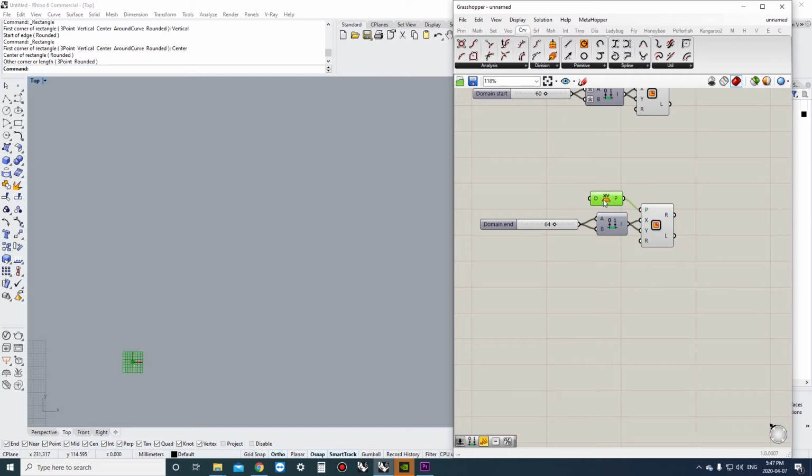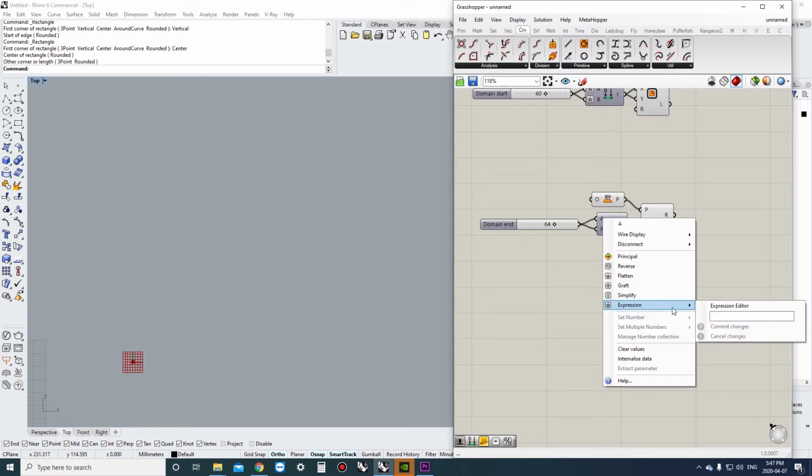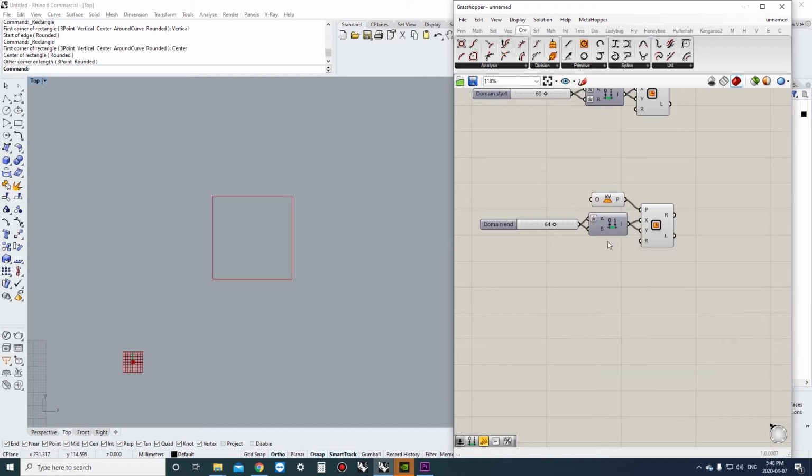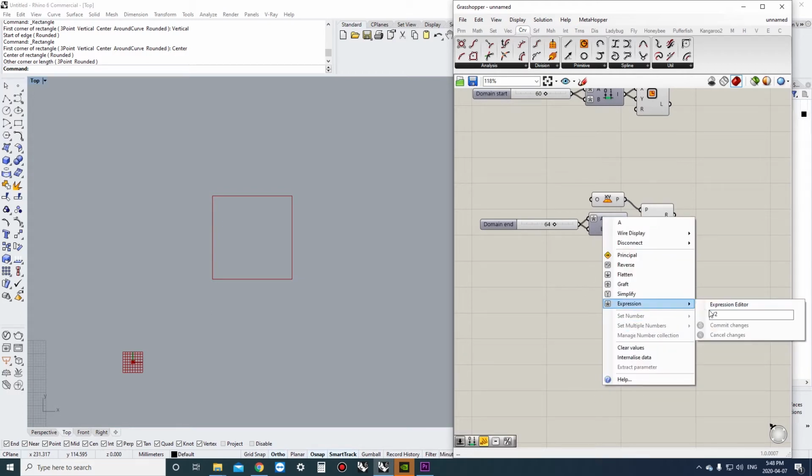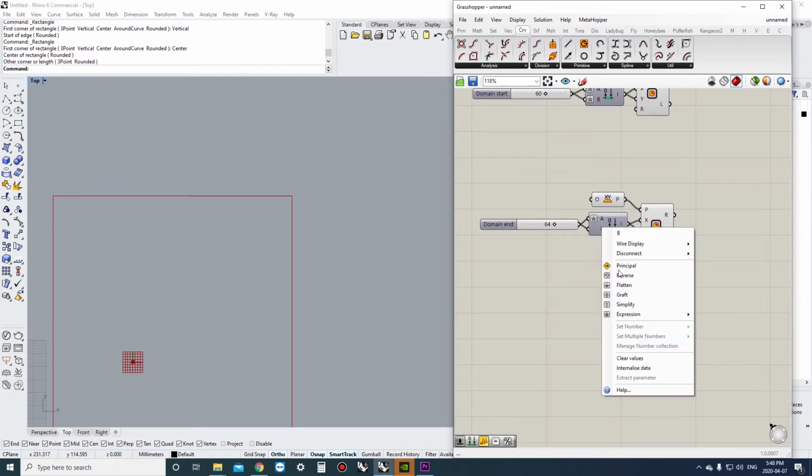Doesn't work yet. Hold on. Let's add an expression: X divided by 2. And the expression for the end of the domain, let's make this negative X. The start of the domain is negative X divided by 2, and the end of the domain is positive X divided by 2. Okay.